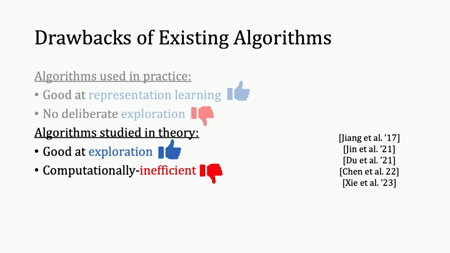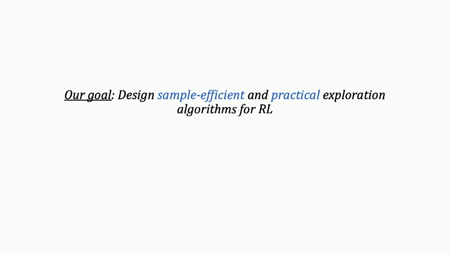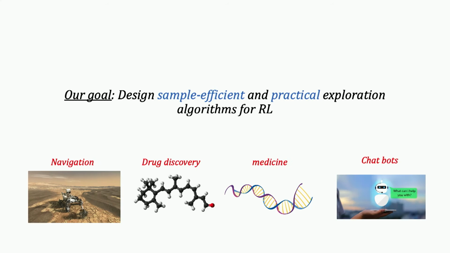But on the other hand, when you come to RL theory, we know how to explore in some very limited number of situations, but typically the results are not computationally efficient. So we'd like to fix this if possible. So our goal is to design sample efficient and practical, computationally efficient exploration methods for RL.